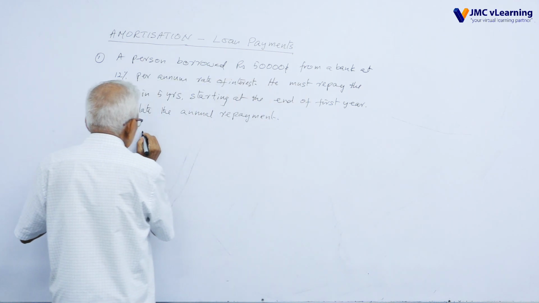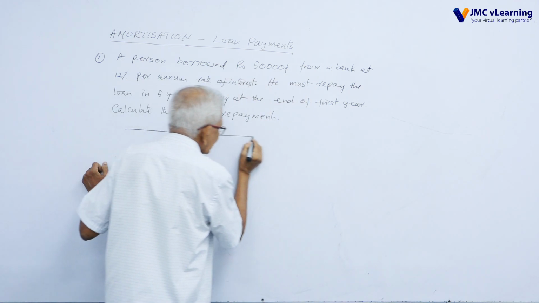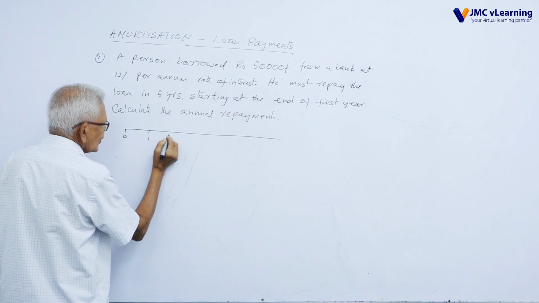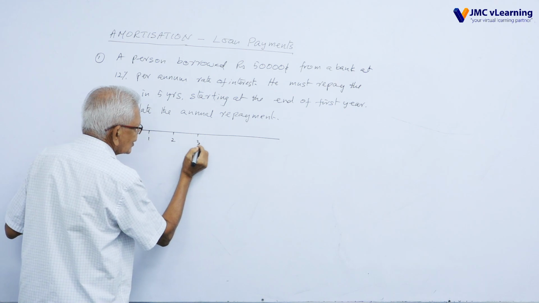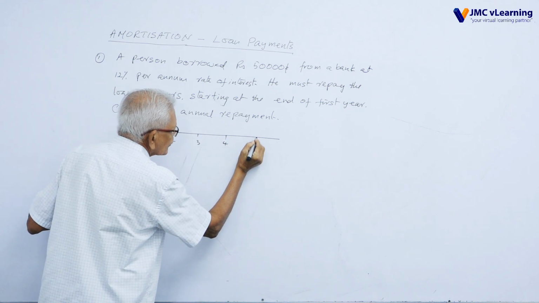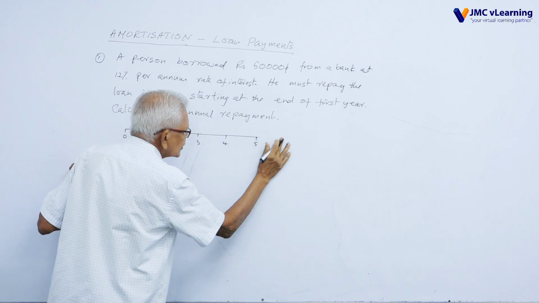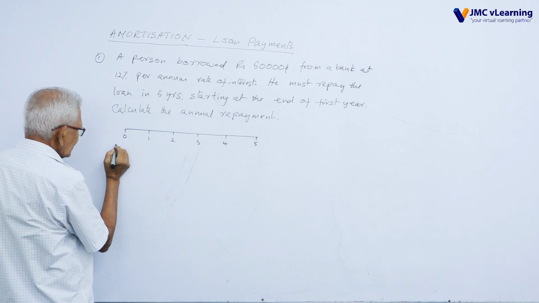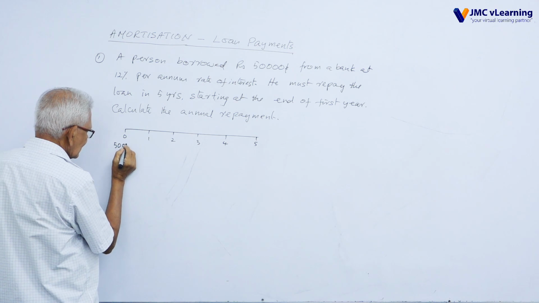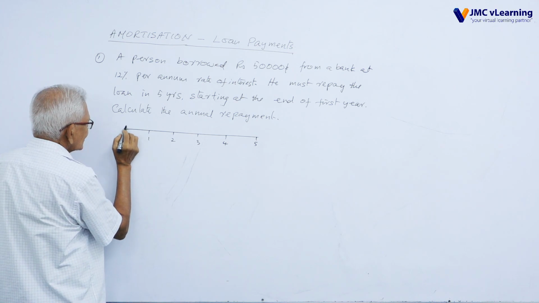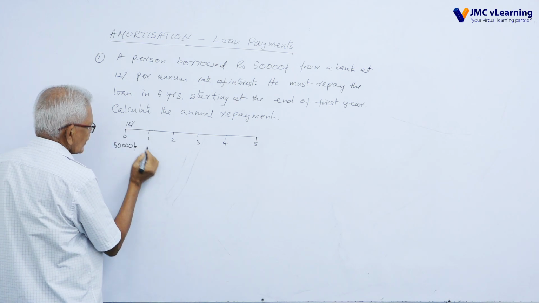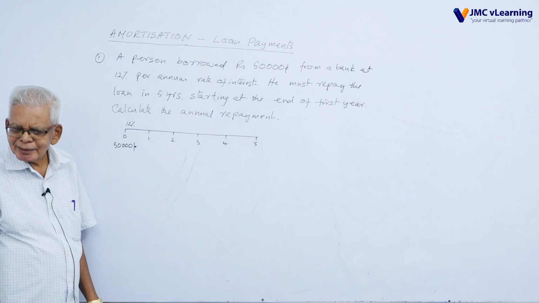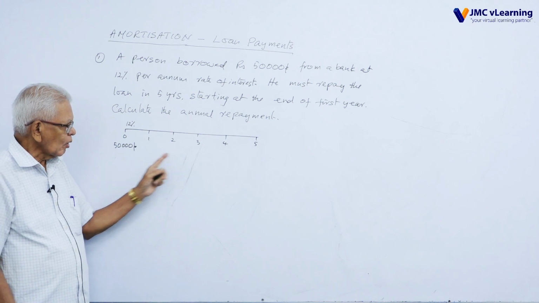Now, look here, we'll draw a number line with 0 here, 1, 2, 3, 4, 5. It's easy to understand by using this number line. He has taken a loan of 50,000 today. Rate is 12%. To settle this loan, how much should be paid?